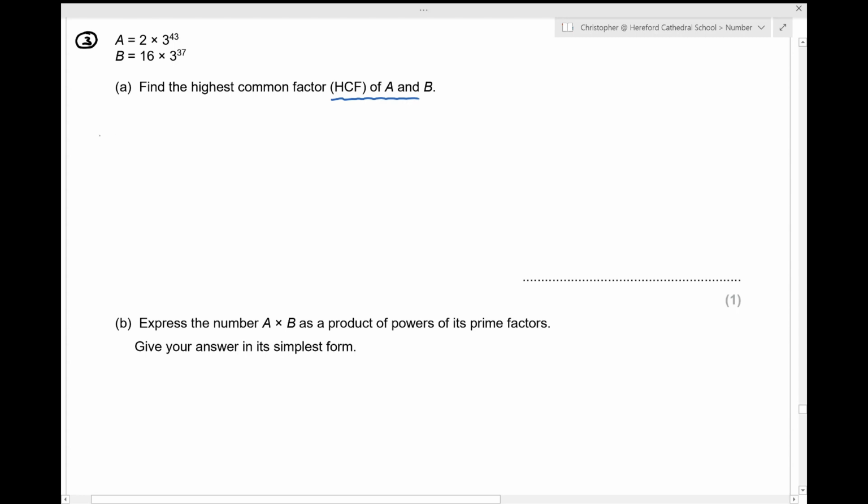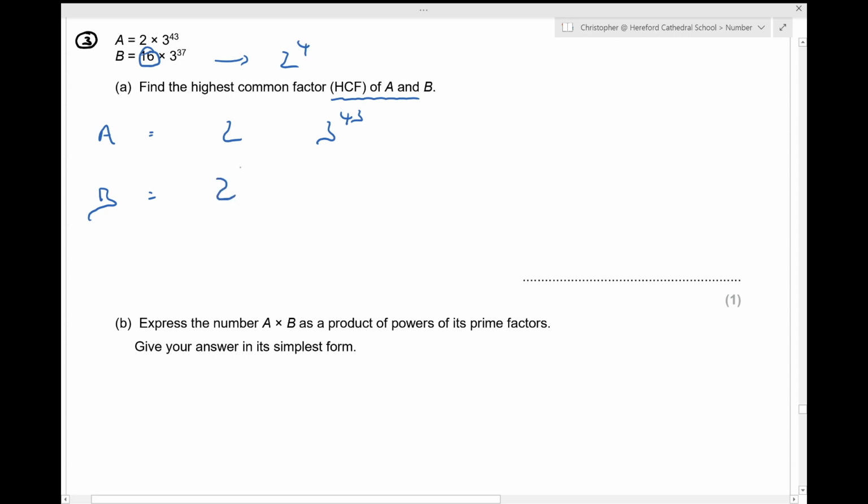Question 3. Find the highest common factor of a and b. Well, a is 2 to the power of 1 and 3 to the power of 43. Now, what about b? Because b is 16 times 3 to the power of 37. Well, 16 is 2 to the power of 4.